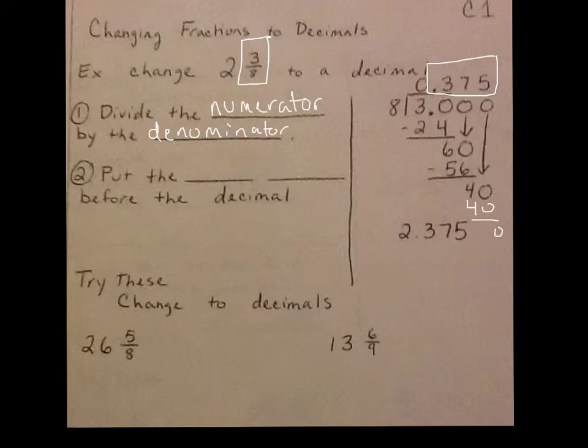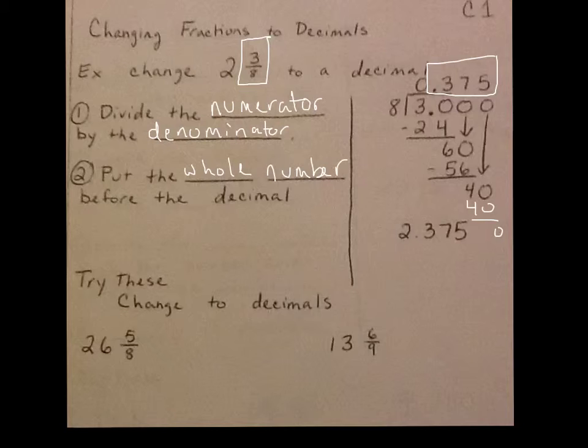Now that we've finished our decimal part, we have to put the whole number back into our problem. We have to remember that 2 that was in the problem. That's our whole number, and what you do is you put the whole number before the decimal. If you look down here, there's our 0.375, and there's our 2 before it. That's all there is to it. Divide the fraction, numerator divided by the denominator, and then you add the whole number before it.